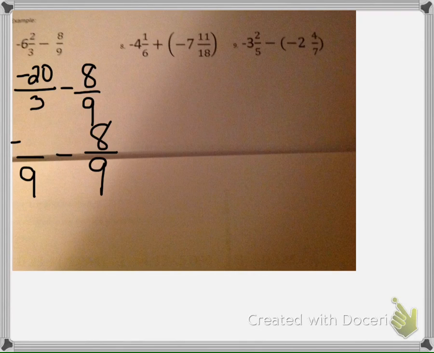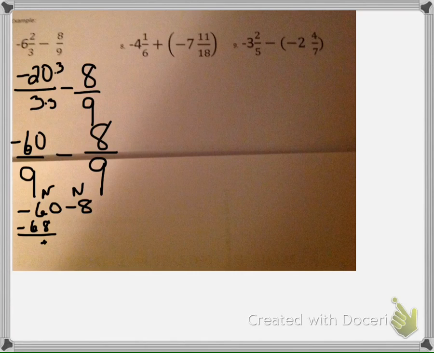And we're going to change this to a 9. 3 times 3 is 9, so 20 times 3 is 60. Negative 60 over 9 minus 8/9. So we have a common denominator. We have negative 60 minus 8. This is a negative, so we have same signs, add. Negative 60 and a negative 8 gives me negative 68 over 9.